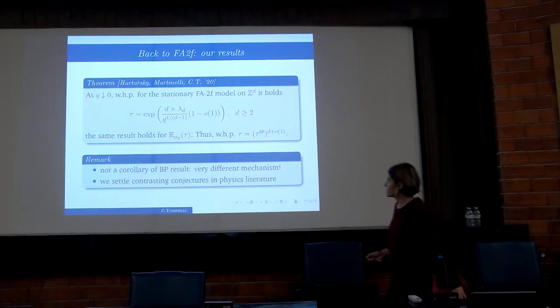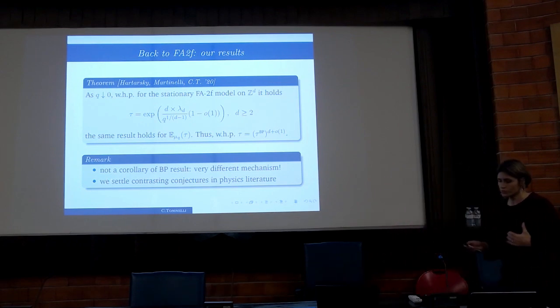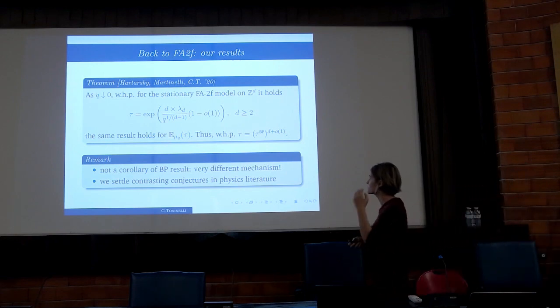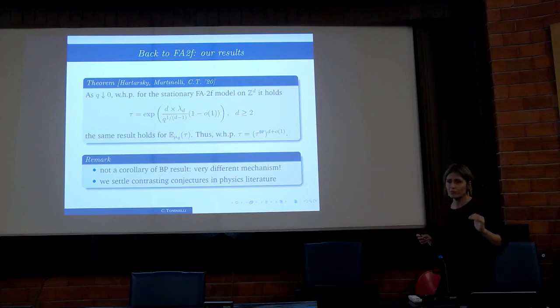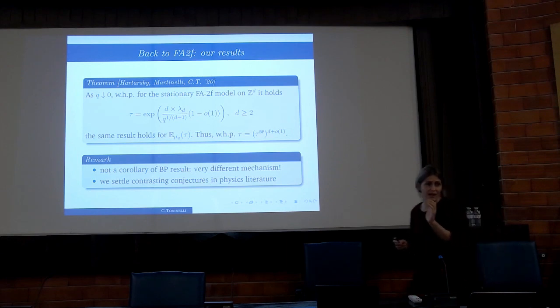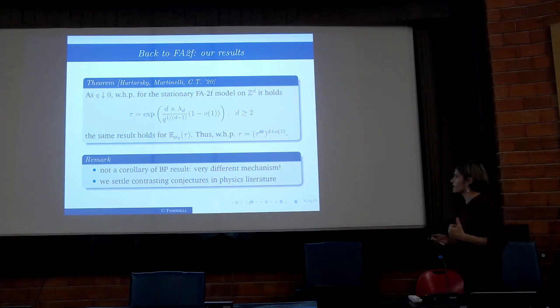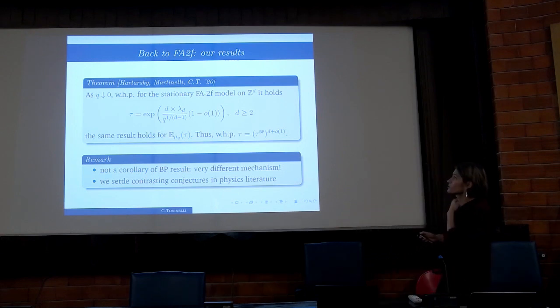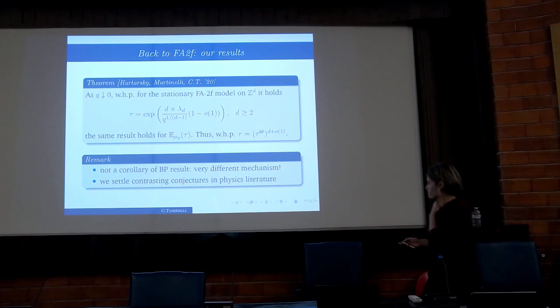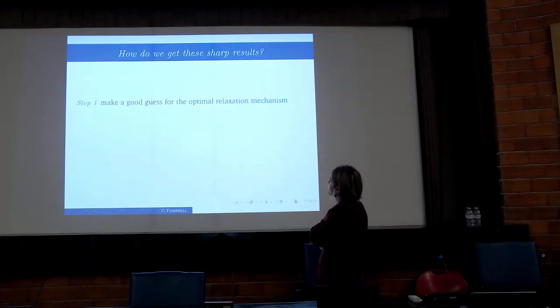I just wanted to say that the result is not a corollary of the bootstrap percolation result. Of course, we use it. The behavior of this blocked cluster is crucial for us to understand the dynamics, but the mechanism is very different. Our dynamics is not monotone, so we will have to pay a price for emptying sites. We cannot empty everything in a deterministic way. And also, even for this model, this result could settle some contrasting conjectures in the physics literature that were derived by numerical simulations. Okay, so what's next?